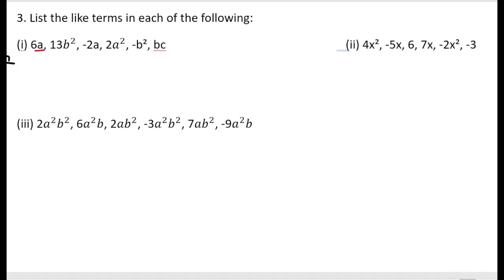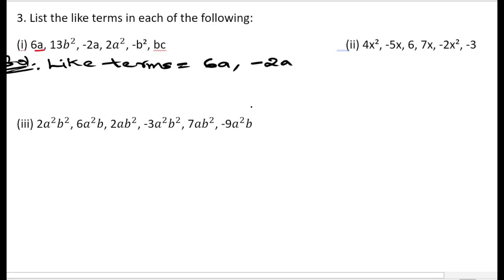So let us write down the solution. In the solution, we are going to write the like terms. So what are the like terms? 6a, as you can see, the base is a. So 6a and minus 2a, these are the same. Next, like the same, we get 13b square and minus b square. So 13b square comma minus b square. Only that many are the like terms. We are not having any extra. So next, we will go for the next bit.